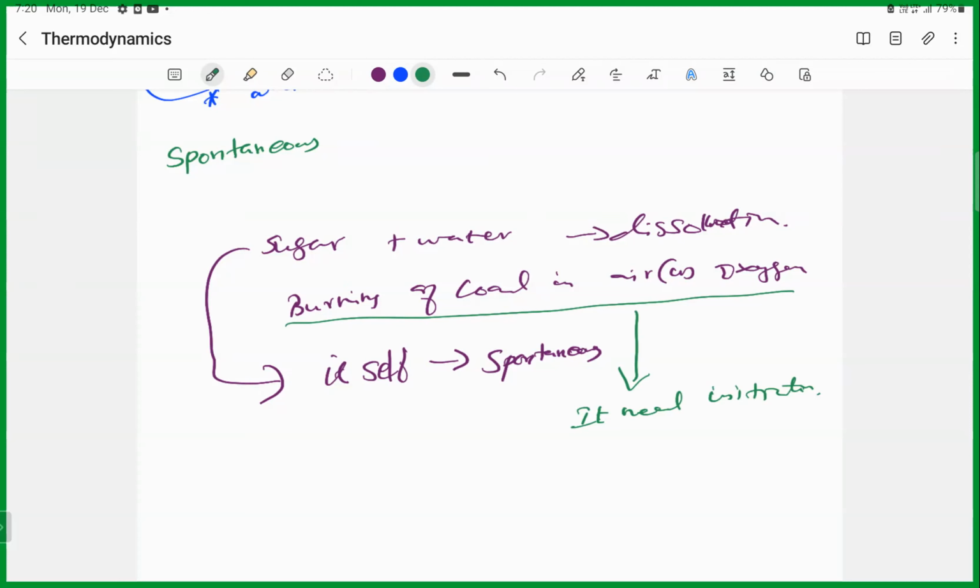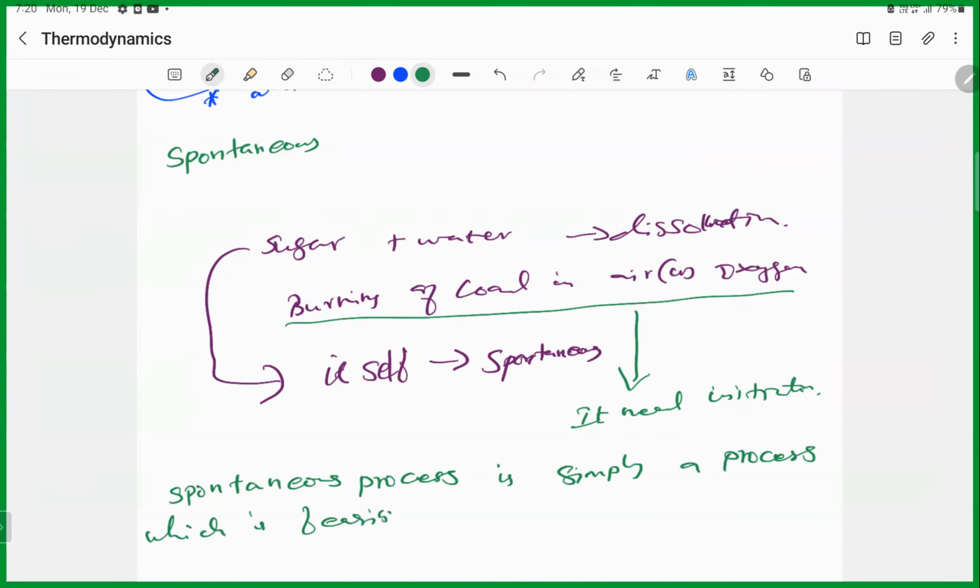Otherwise, we can call a process which can take place by itself, or has an urge or a tendency to take place, a spontaneous process. So generally what we can say, a spontaneous process is simply a process which is feasible. That is called a spontaneous process.